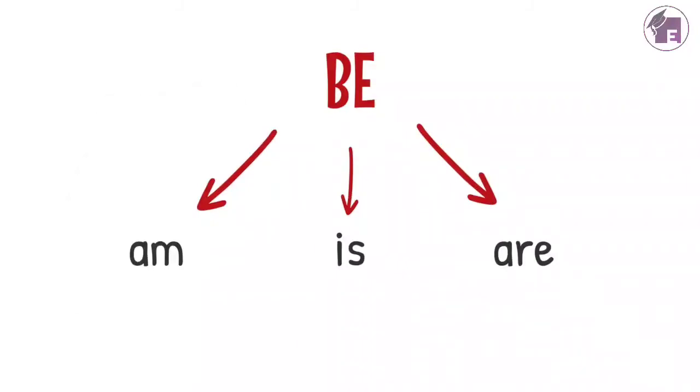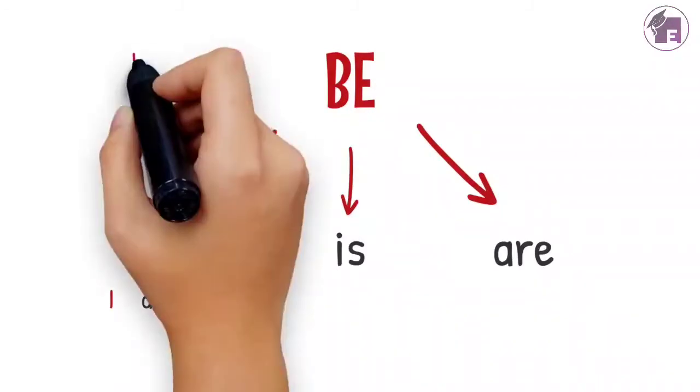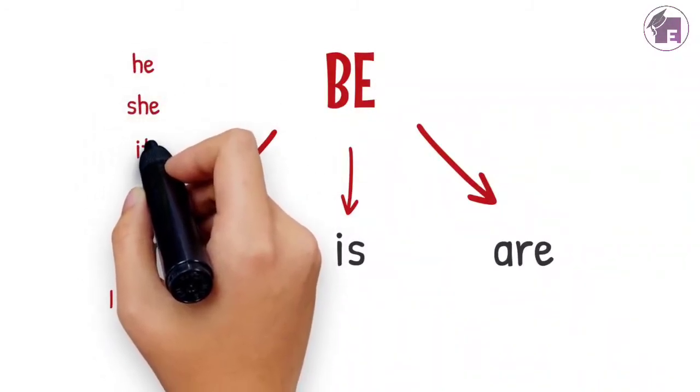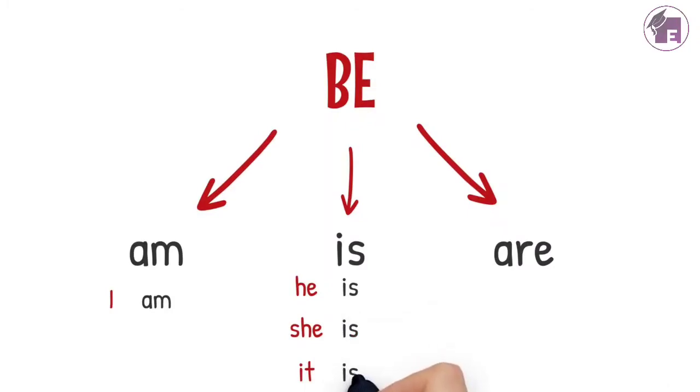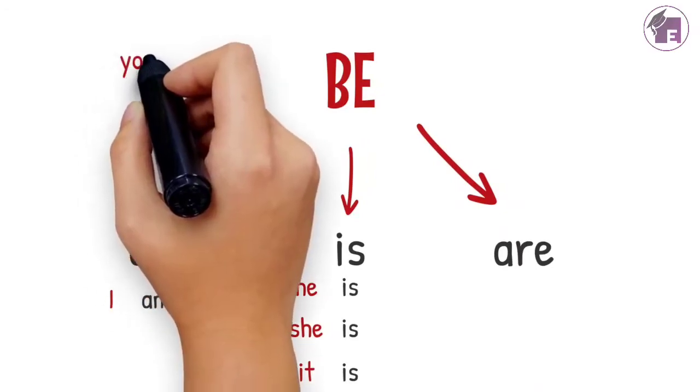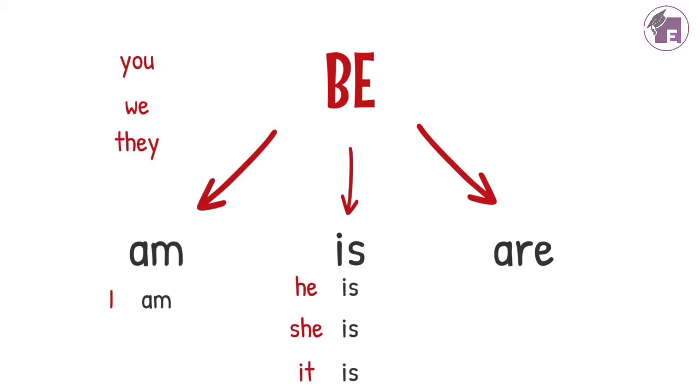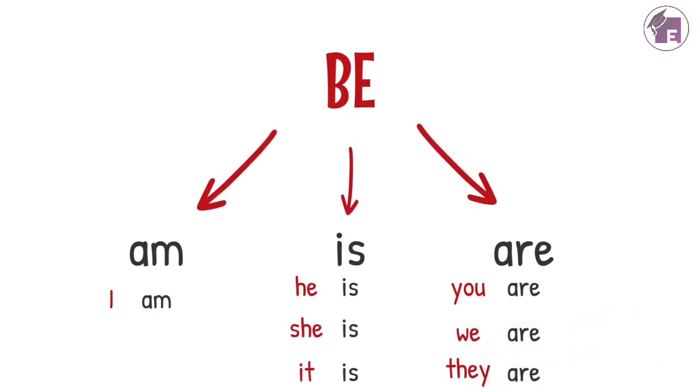If the subject is I, we use am. I am. If the subject is singular, he, she, it, we use is. He is, she is, it is. If the subject is plural, you, we, they, we use are. You are, we are, they are.